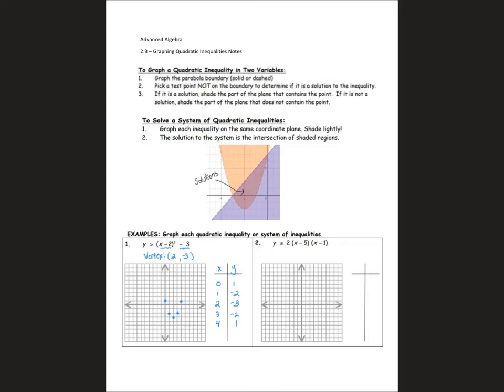And we got to decide what the boundary of this parabola is. Is it dotted or solid? Well, let's look at our original inequality. It's greater than. So remember, anytime it's greater than or less than, it's always going to be a dotted boundary. So I'm going to draw this as a dotted boundary for my parabola.